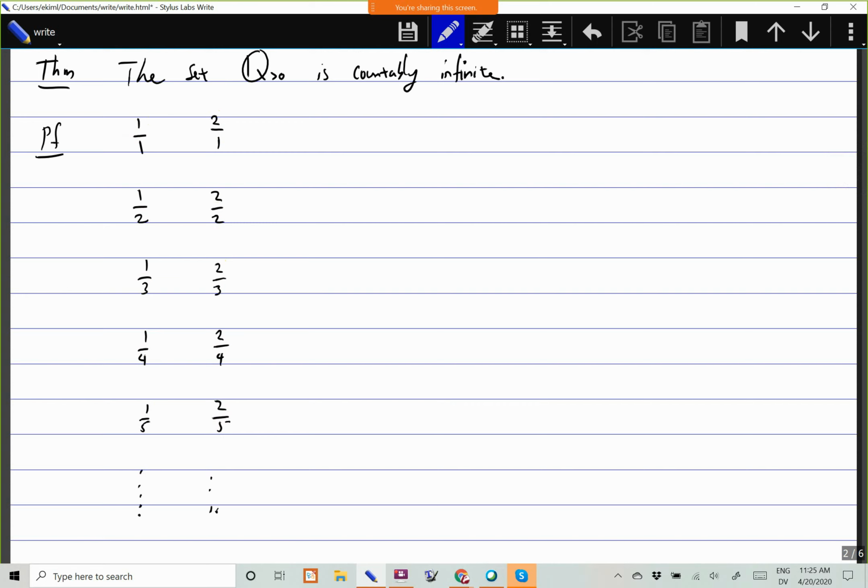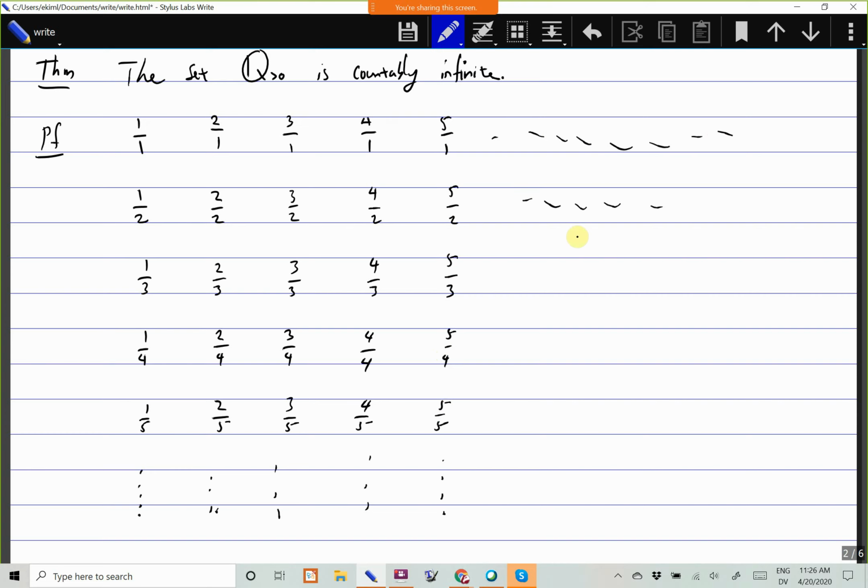And then the next column over, the numerators will not be 2's anymore, but the numerators will be 3's. So 3 over 1, 3 over 2, 3 over 3, 3 over 4, 3 over 5. The next column over, numerators are 4's, 4 over 1, 4 over 2, 4 over 3, 4 over 4, 4 over 5. And one more column. How about 5 over 1, 5 over 2, 5 over 3, 5 over 4, 5 over 5, and so on down that way. Of course, these rows go on forever as well, so I'll draw in some dots to kind of indicate that.